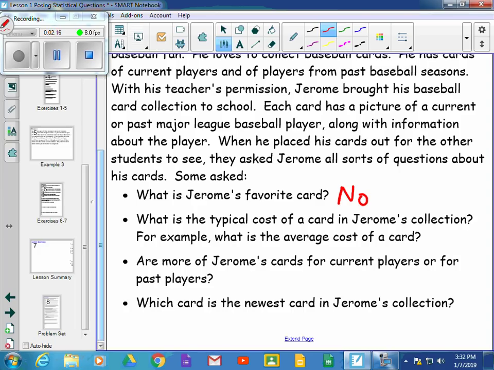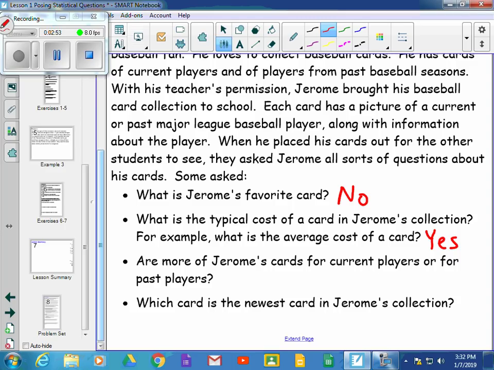The next one, what is the typical cost of a card in Jerome's collection? What is the average cost of a card? We can answer that with data, and we would expect a lot of different answers for that. We would look at the price of each card, and we wouldn't expect each card to be the same. Some are going to be players that are past, players that are better, rare cards. So those are going to be different prices for those. That would be an example of a statistical question. It's a question we would expect a lot of different answers to.